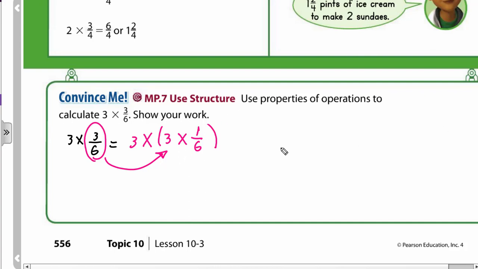Okay, so here what we did, we multiply 3 with 1 sixth. Yes, we write 3 sixths as 3 times the unit fraction 1/6. Okay, next we will use the associative property. So it will be 3 times 3 first, then times 1/6. What is the name of this property?